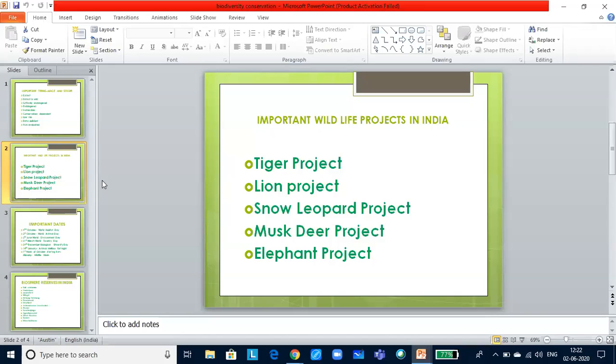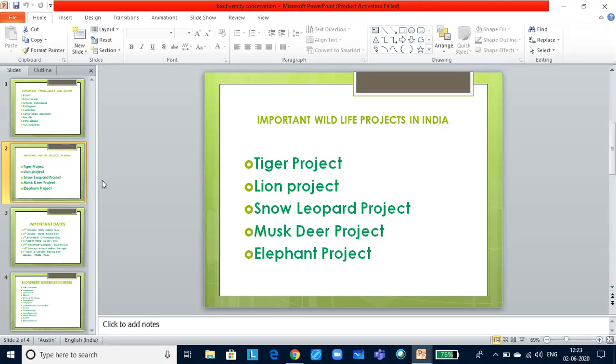Now let us look at the important wildlife projects in India. That is Project Tiger, that is also known as Tiger Project. It was started in 1973 in order to check depletion in population of the tiger. Initially, it was undertaken in 17 national parks, but recently the project has been extended to more national parks. Now, Project Lion, this was started in 1972. It is located in Gir National Park, Junagadh, Gujarat.